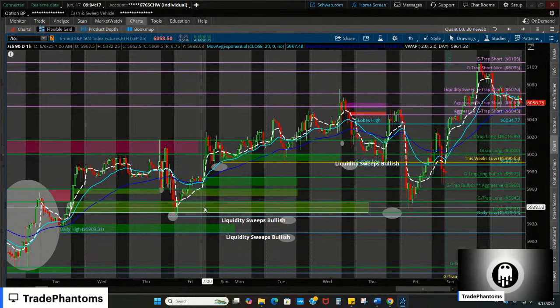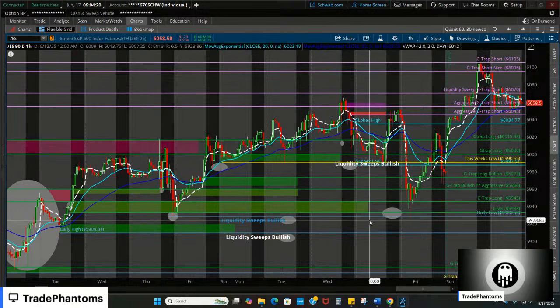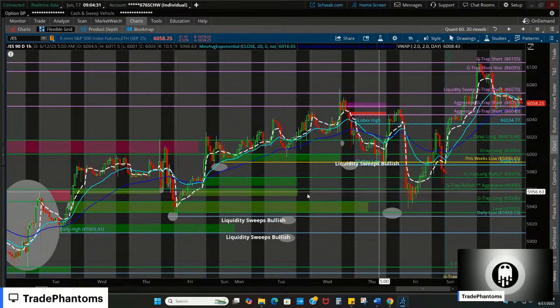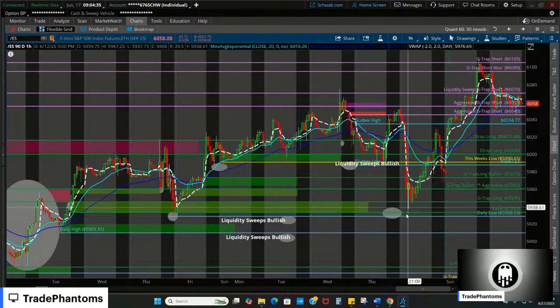Okay, we had 1, 2, 3 levels down here. I mentioned this liquidity sweep right over here, came right down by a couple of ticks. Liquidity swept that right there, and then we rallied back up. So that was what I was talking about over here. So S&P futures on a 1-hour time frame. I try to train my traders in Phantoms to understand liquidity. And when you see it and you know how it works, it's a beautiful thing.